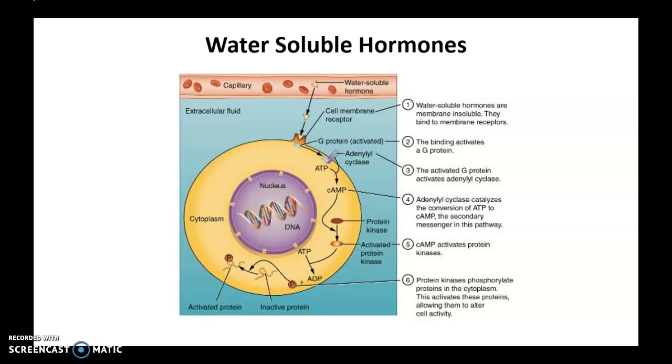Adenylyl cyclase converts ATP to cAMP. cAMP in turn activates protein kinases, and the activated protein kinases then catalyze conversion of ATP to ADP and phosphate. The phosphate then activates other proteins, and that helps them to alter cell activity. So this is the second messenger system, and this is how all water-soluble hormones work.